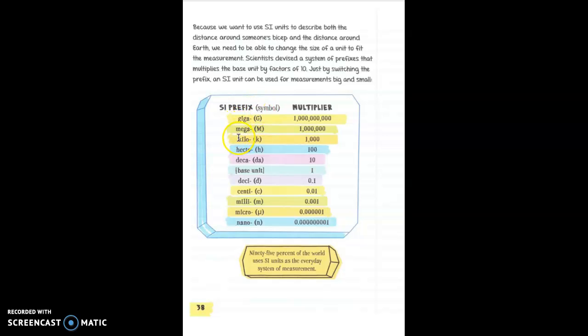So giga, mega, kilo, hecto, deca, then you have your base unit, which are meters, liters, or grams. Deci, centi, milli, micro, nano. 95% of the world uses SI units as the everyday system of measurement.